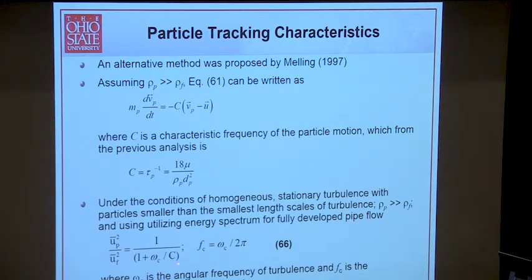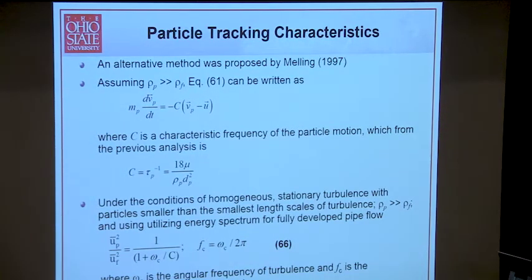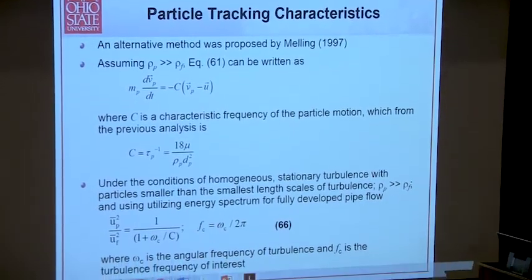And instead of worrying about the analysis getting there, let's actually look at what this expression says. It's the ratio of the particle squared over the fluid squared. So we have the velocity of the particle squared over the fluid velocity squared is inversely proportional essentially to this characteristic frequency, omega c. And omega c is the angular frequency of the turbulence, and Fc is the turbulence frequency. This is the frequency of interest. This is how well we can follow it in terms of hertz, and this is the angular frequency, okay?